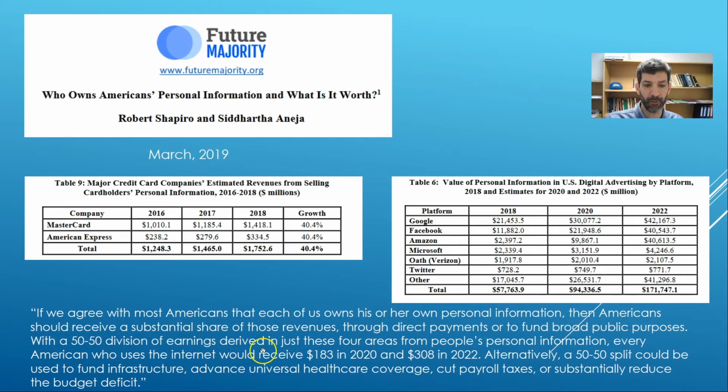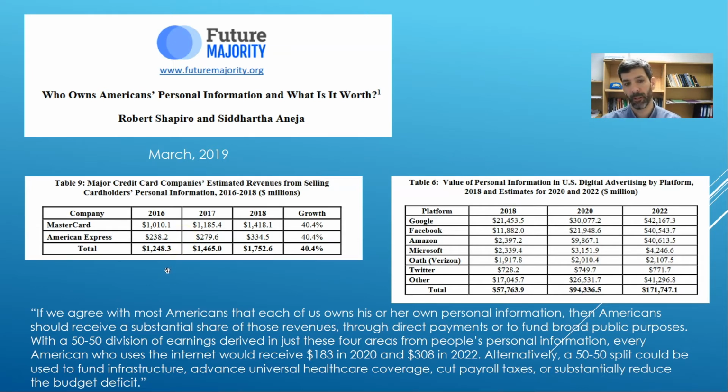With a 50-50 division of earnings derived in just these four areas from people's personal information, every American who uses the internet should receive $183 in 2020, $308 in 2022. Alternatively, a 50-50 split could be used to fund infrastructure, advance universal health care coverage, cut payroll taxes, or substantially reduce the budget deficit. So you have commodified personal information about you out there, and it's substantial. It's a huge amount.